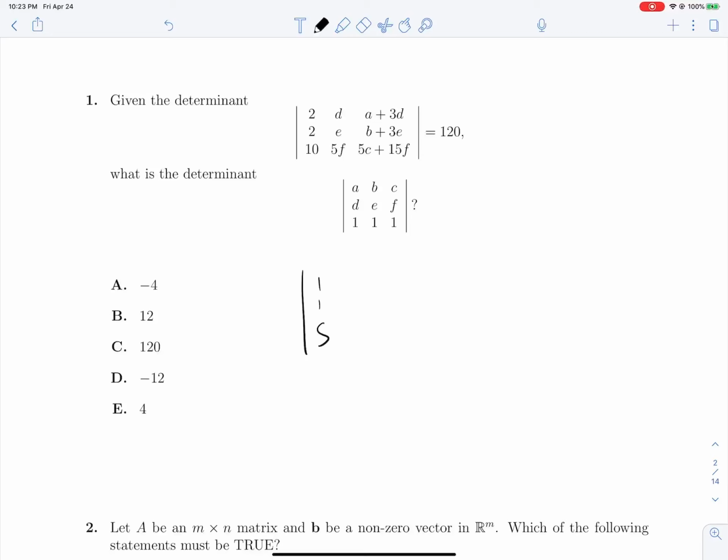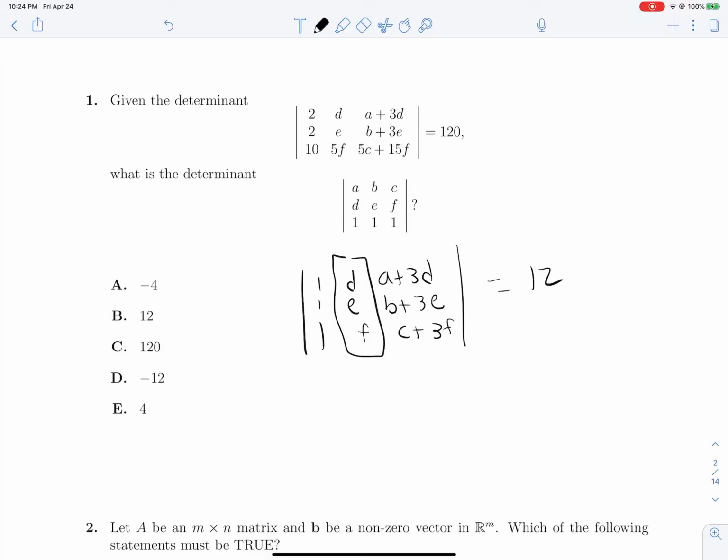So now we're left with 1, 1, 5, D, E, 5F, A plus 3D, B plus 3E, and 5C plus 15F. And we said that the determinant of this will be half of that, so we have 60 left over here. Now let's take row 3 and divide it by 5 using the same rule. There we go. So 60 over 5 will give us 12. And what else do we have to do? Well, we know that adding a factor of a column or a row to another column or row will not change our determinant at all. So we see that they've added 3 times this column to that column right there, and so we can get rid of all of that and it won't change our determinant at all.